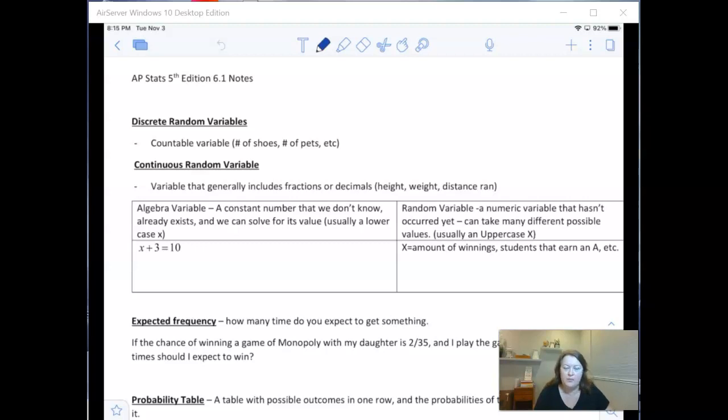So like your height, we generally round to the nearest inch. But if we didn't want to, we could even break it down even further from there. So that definitely can come in fractional or decimal amounts. Your weight, we usually round to the nearest pound, but we don't have to. How about the distance you ran, right? That doesn't have to be always done in miles. It can be done in fractions of miles. So continuous random variables are those variables that usually can include fractions and decimals.